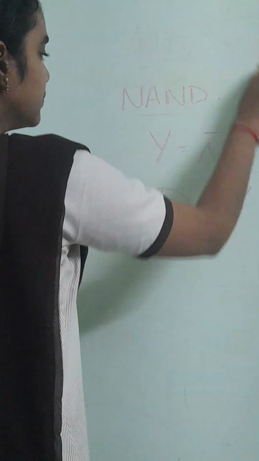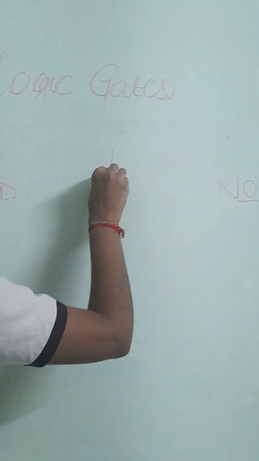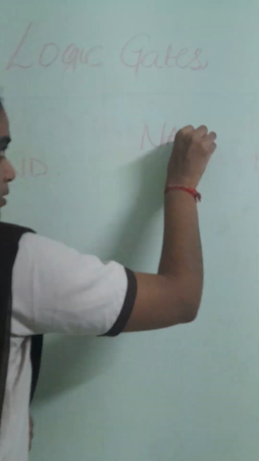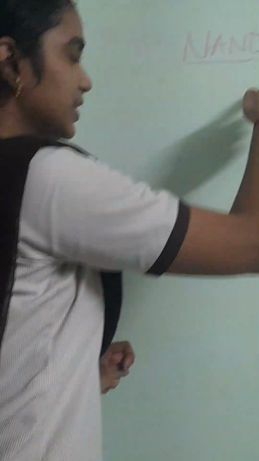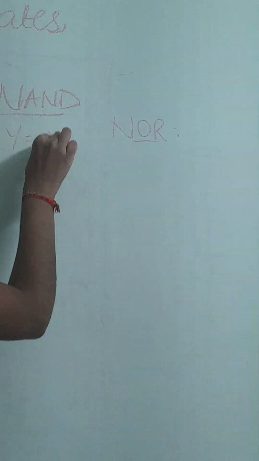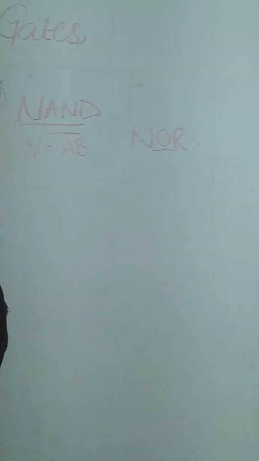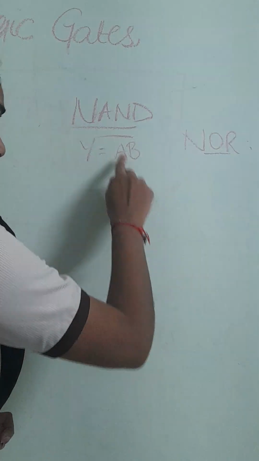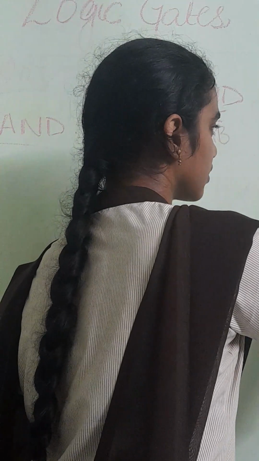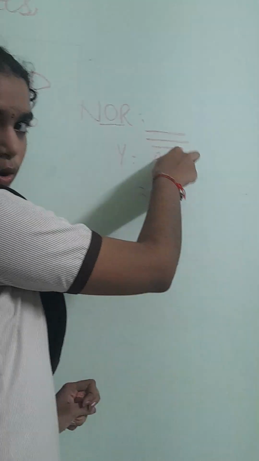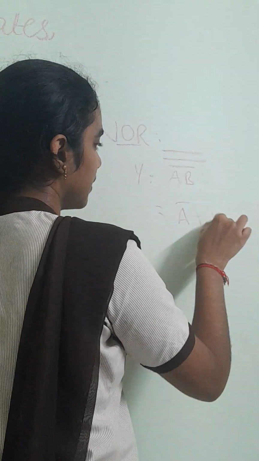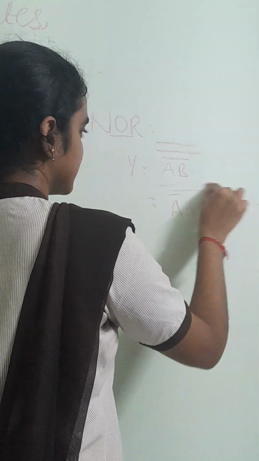Now let's see conversion of NAND gate to NOR gate. So the equation for NAND gate Y is equal to A, B bar. So what I am doing is I am going to take double bar. So Y is equal to A, B bar double bar. So from De Morgan's law we know that AB whole bar is equal to A bar plus B bar, as usual the double bar.